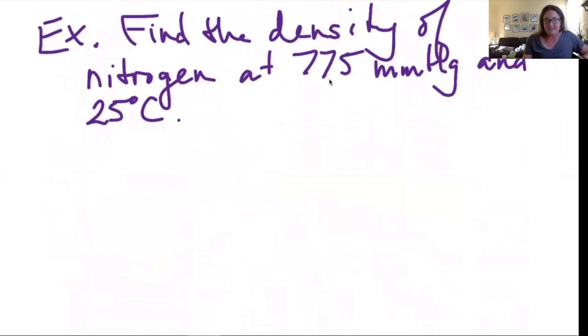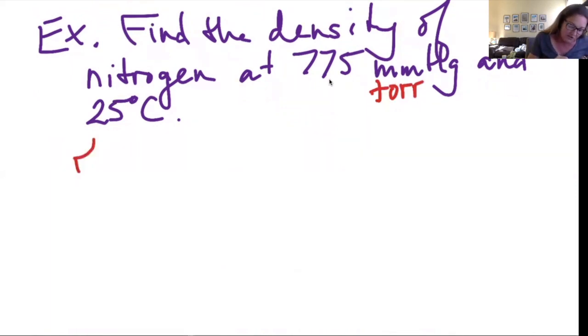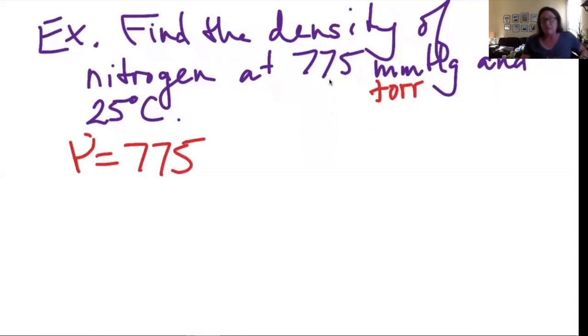We're going to find the density of nitrogen at 775 millimeters of mercury and 25 degrees Celsius. So remember, millimeters of mercury is the same thing as torr. So my pressure is 775. Is that in the right units that it's supposed to be in? No, I'm going to need to convert it to atm.